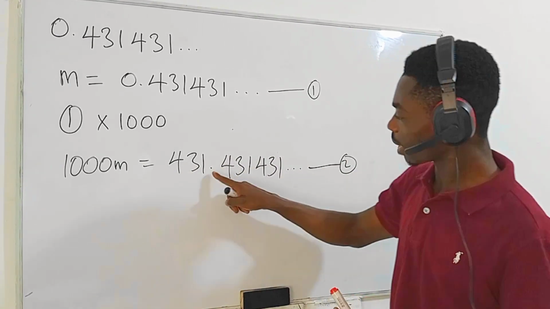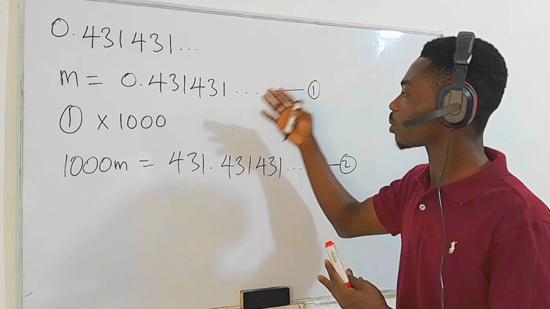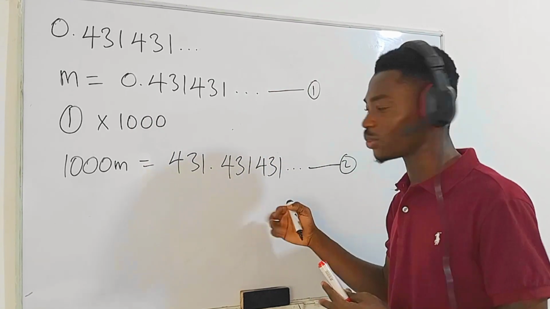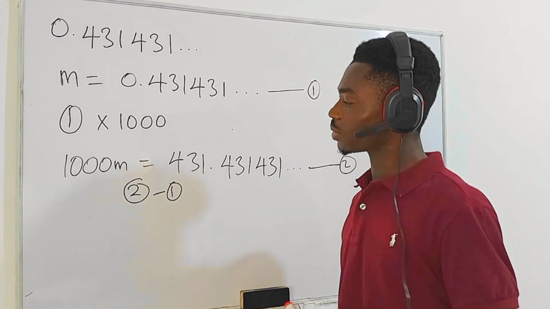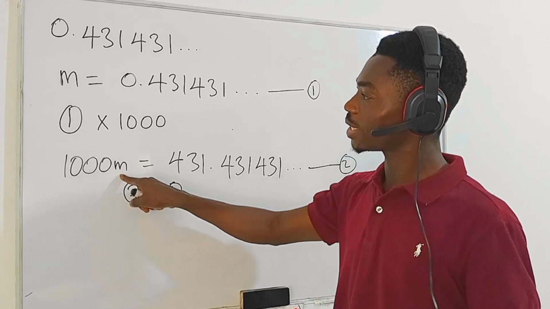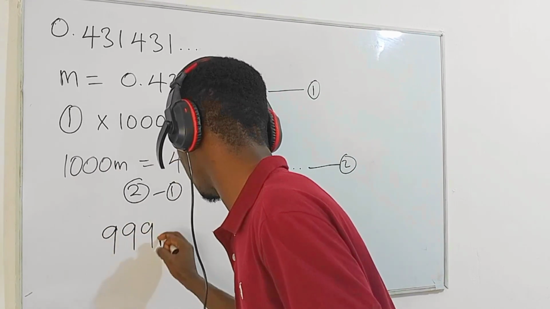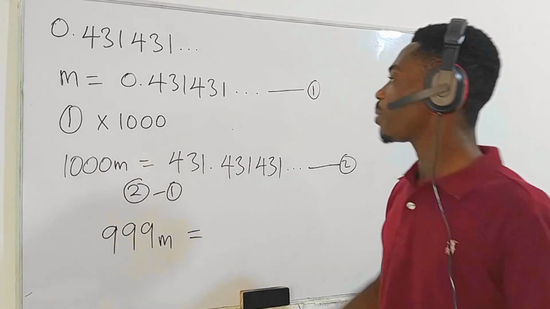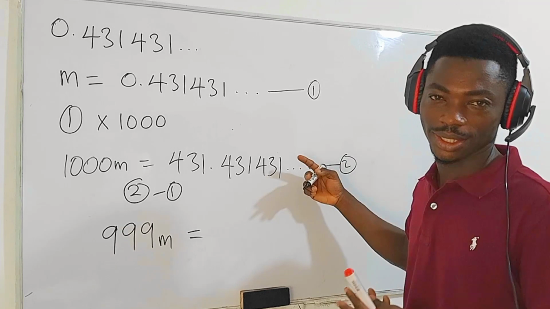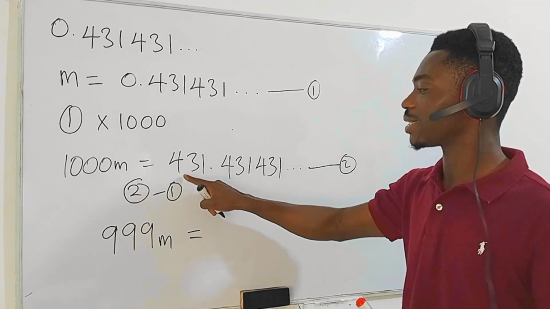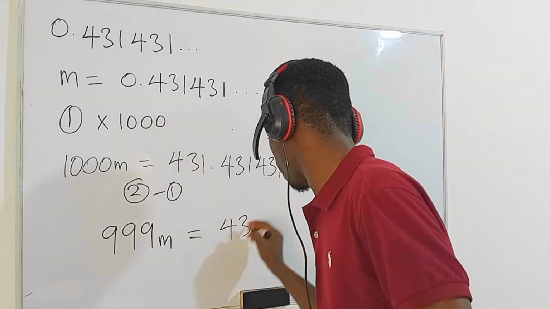Right, now we see that after the decimal point, the digits right here are the same as the digits right here. Therefore, we can subtract equation 1 from equation 2. So I will say equation 2 minus equation 1. So on the left hand side, we have 1000 m minus just m. So we'll be left with 999m, and this is equal to, now because all these digits right here are the same as these digits right here, they will cancel each other. So we'll be left with just 0 and 431. So 431 minus 0 will still be 431.